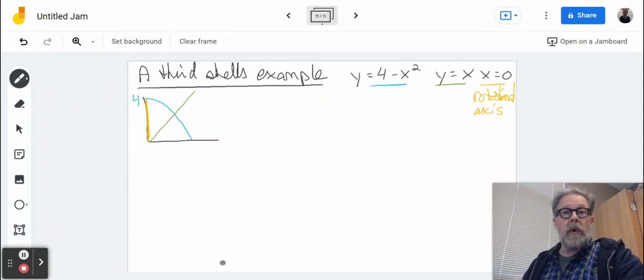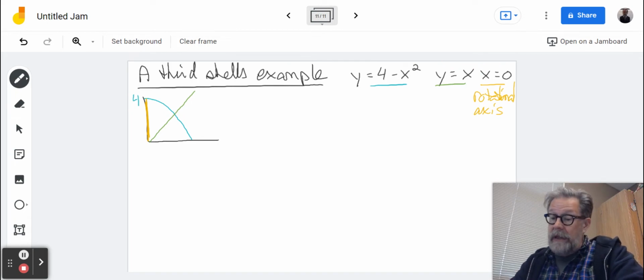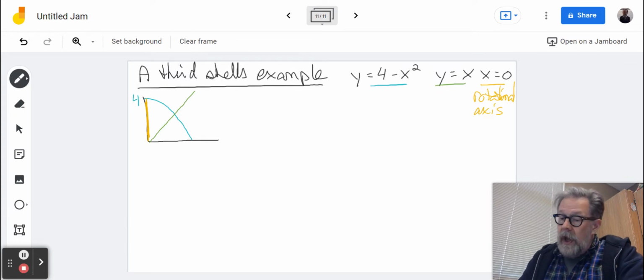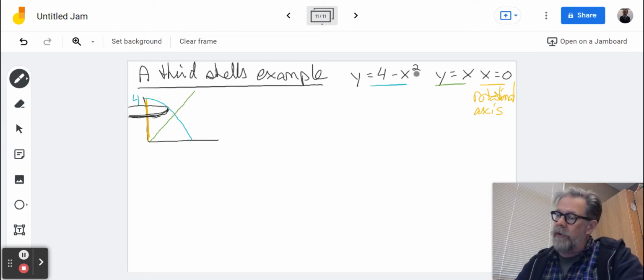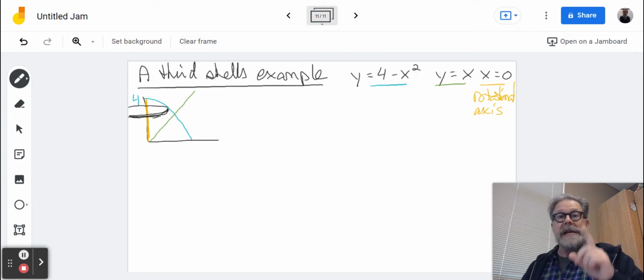All right, welcome to our third shells example. Once again, this is one that we could theoretically use discs. Our discs would look like this because what we are doing here is rotating the intersection of these two functions, y equals 4 minus x squared and y equals x, around the y-axis, around x equals 0.